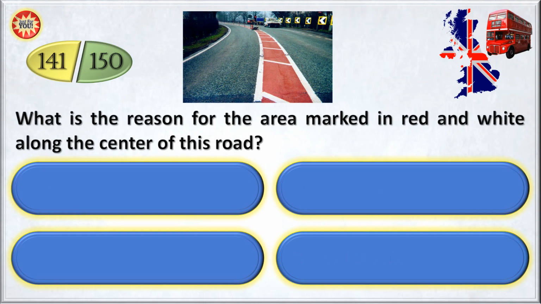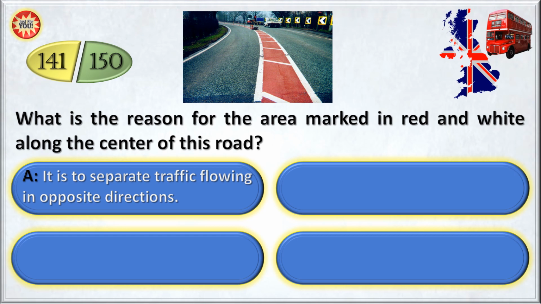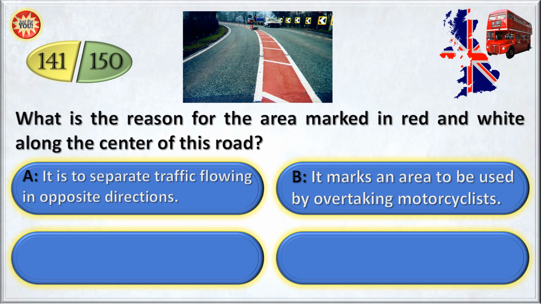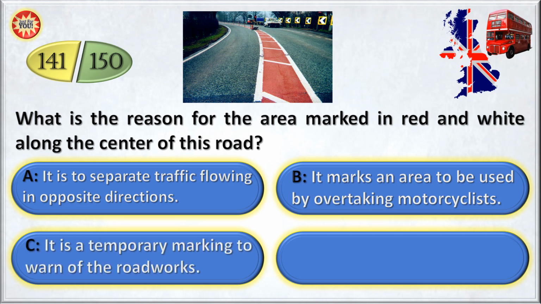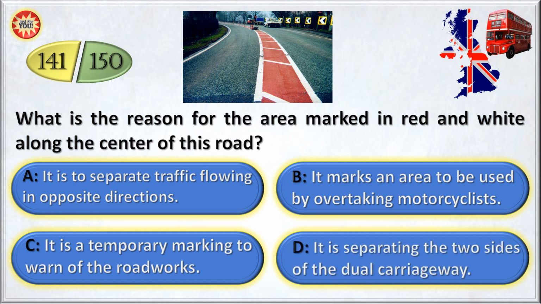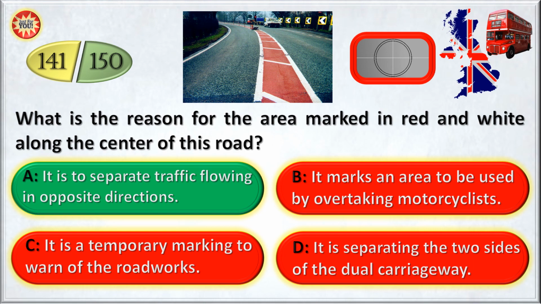What's the reason for the area marked in red and white along the centre of this road? It separates traffic flowing in opposite directions. It marks an area to be used by overtaking motorcyclists. It's a temporary marking to warn of the roadworks. It separates the two sides of the dual carriageway. It separates traffic flowing in opposite directions.